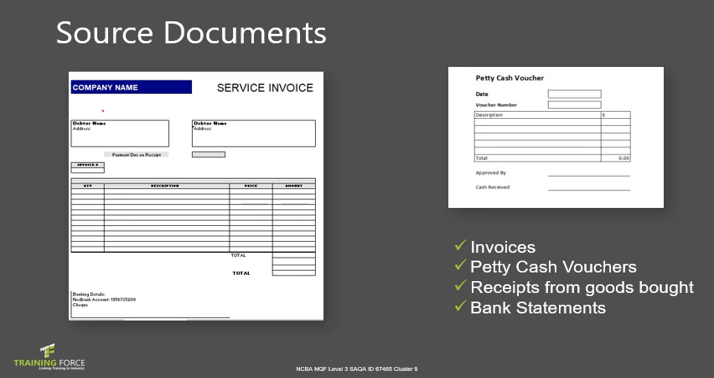Documents like delivery notes, quotations to process purchase orders, receipts, petrol slips, cash register slips, petty cash vouchers, and bank statements are all types of source documents. You may come across other source documents in your organization depending on the bookkeeping system that you're working on.